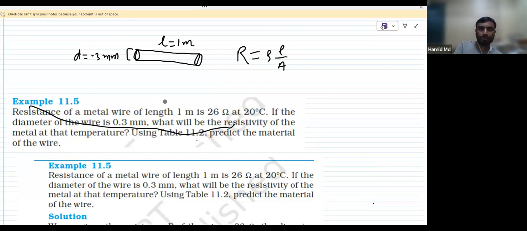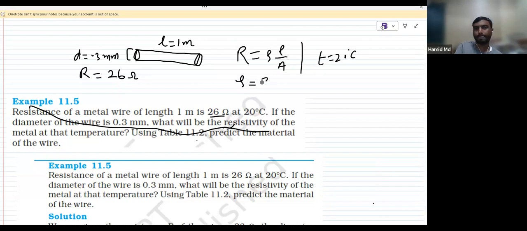We may write the given information again. The resistance is already given, so you may write the resistance is 26 ohm for the temperature T is 20 degrees C. Then what will be the resistivity for this metal? Then we have to find rho. Question clear to everyone? Yes, sir.